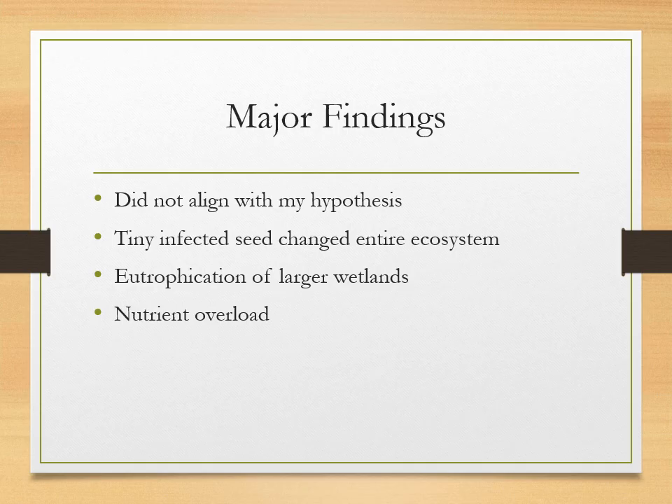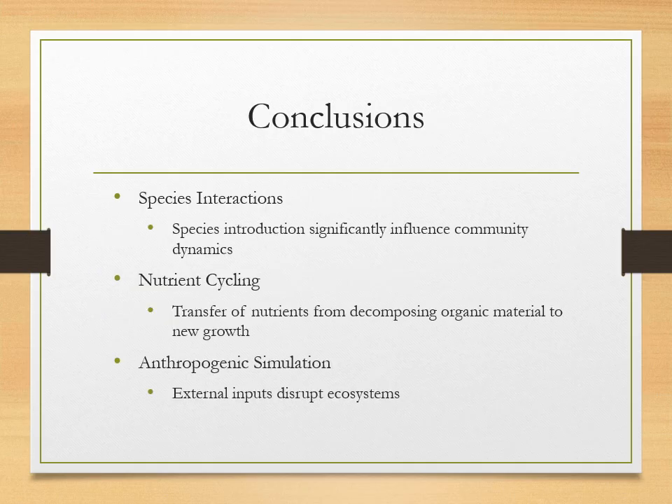The dominance of microbial life over plant matter may have implications for understanding nutrient overloading and eutrophication in larger wetland systems. The conclusions of this experiment include species interaction, nutrient cycling, and anthropogenic simulations. For species interactions, the introduction of a new species significantly influenced the community. The rapid growth of mold and algae highlights how certain organisms can dominate in a closed system.